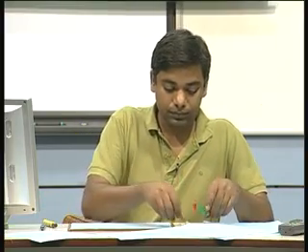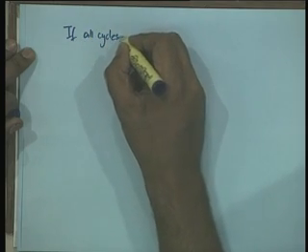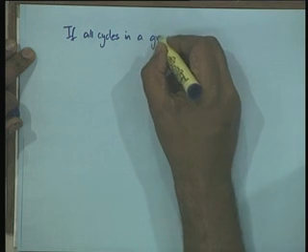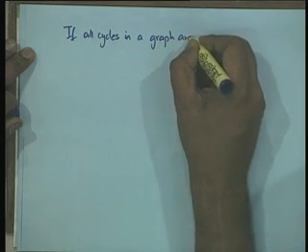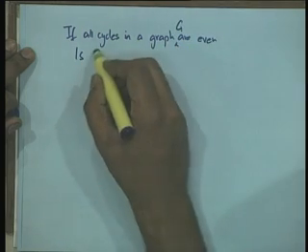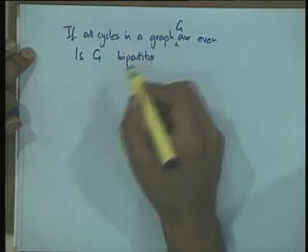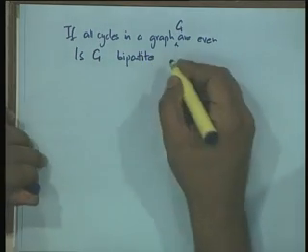So my next question is, if all cycles in a graph G are even, is G bipartite? Yes or no?